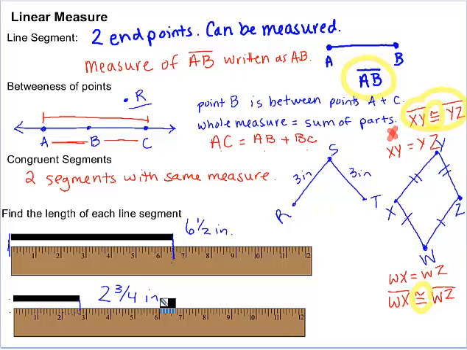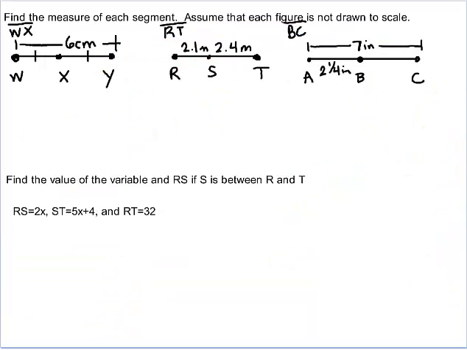Always make sure you label. If you do not know the label, you're going to use the word units. All right. So now let's talk about finding measurements and betweenness of points. So here we have 3 diagrams, and we want to find the indicated measure. So for this first diagram, we want to find out what WX is. We want to find the measure of that line segment, WX.